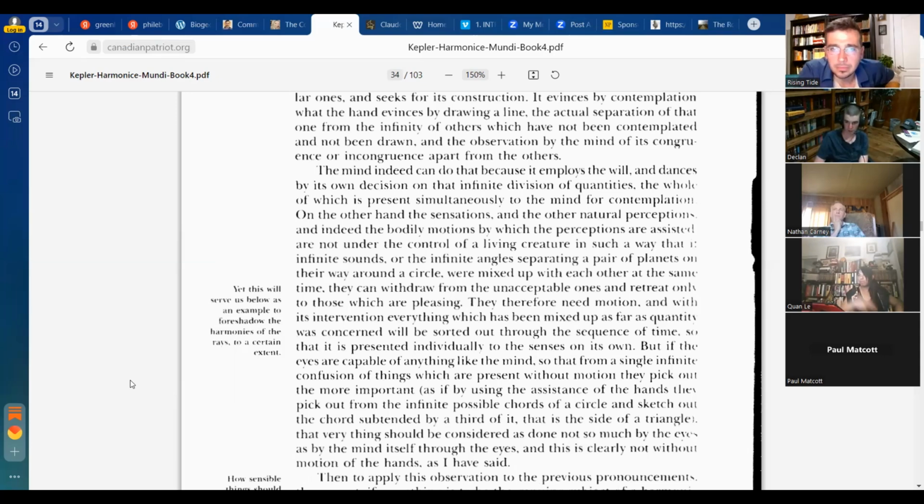On the other hand, the sensations and the other natural perceptions, and indeed the bodily motions by which the perceptions are assisted, are not under the control of a living creature in such a way that... a tough one, eh?